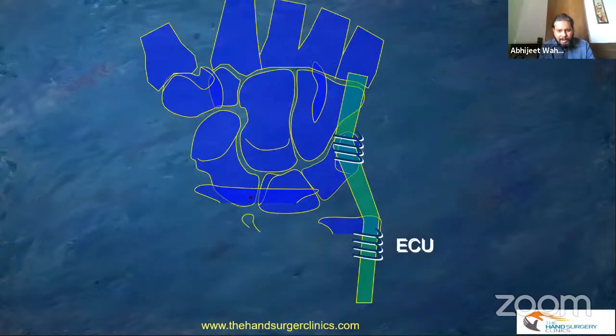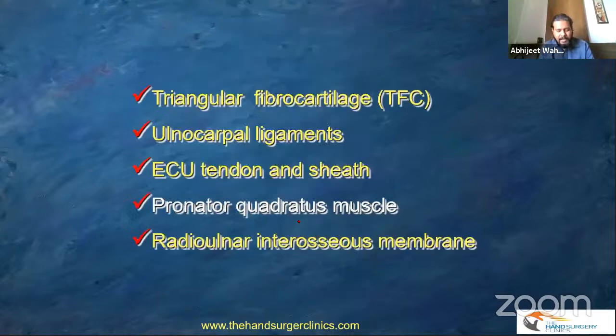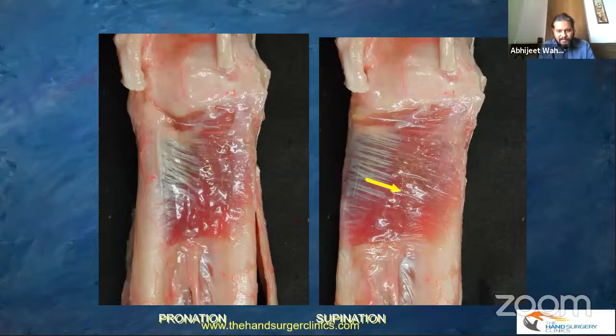So how does the ECU stabilize the DRUJ? It is by the pull of the extensor carpi ulnaris. It brings the ulna closer to the radius and stabilizes it. The pronator quadratus muscle is also, although it may come as a surprise to a lot of you, playing a very important role in stability of the DRUJ. And therefore, as hand surgeons, we always like to repair the pronator quadratus after we have done something for the distal radius for that matter.